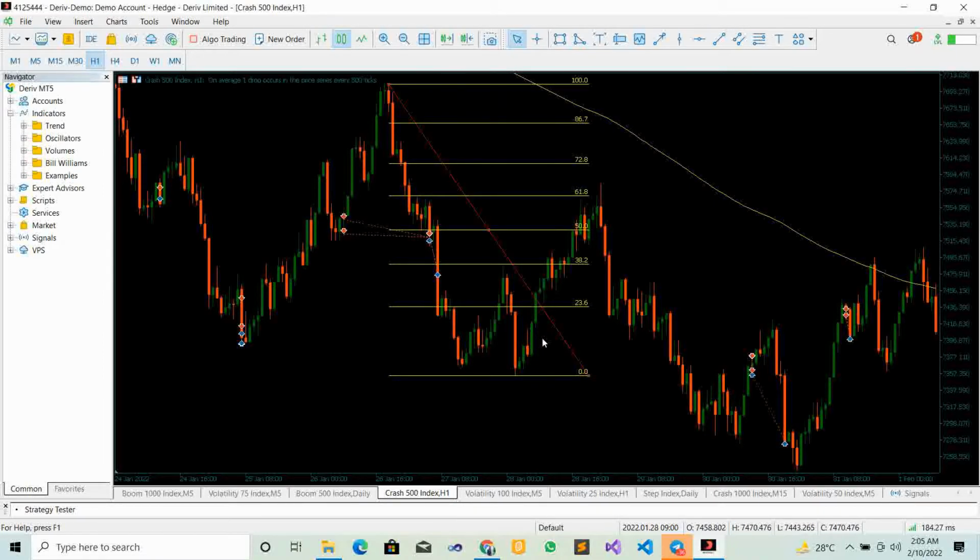Now the Fibonacci has key ratios from 0 to 100, and the ratios which are very important for our entry levels, the major and most important ones, are the 50% retracement ratio or the 61.8 retracement ratio, which is right here and here. So let me explain why that is so important, why you have to use those two for your entry.